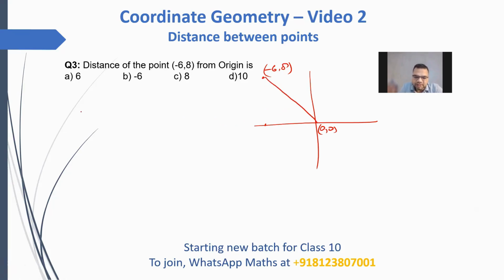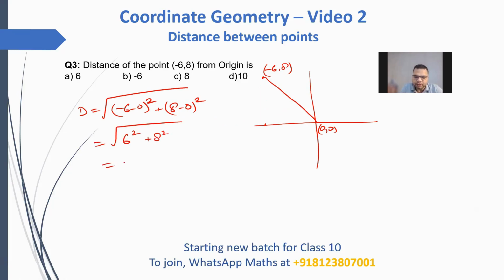Okay. So the distance again becomes (minus 6 minus 0) square plus (8 minus 0) square. It's the same formula that we have applied before. So this becomes 6 square plus 8 square. That is 36 plus 64. That becomes root 100, which becomes 10. So the distance becomes 10, and that is our answer.